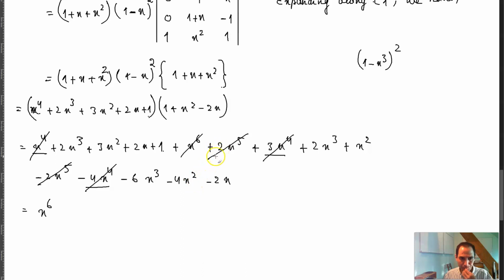And you have x cubed: 2 times plus 2 times is 4 times x cubed, minus 6 times x cubed, so negative 6 plus 4 is equal to negative 2 times x cubed. And then I have x squared, which is over here, and over here, and over here: 3 plus 1 is equal to 4, minus 4 is equal to 0. And then I have these two, you can cancel out. And the only thing that remains is this one here and plus a 1, right?